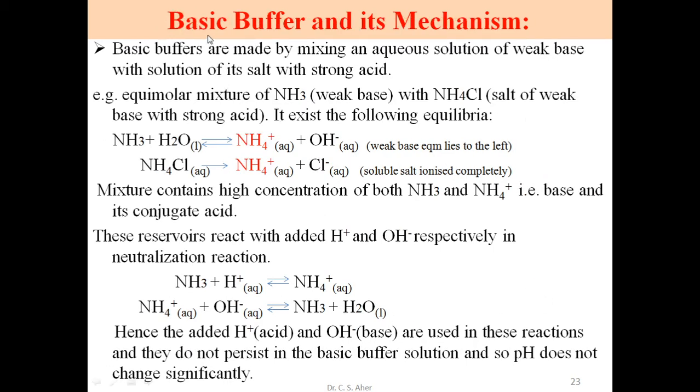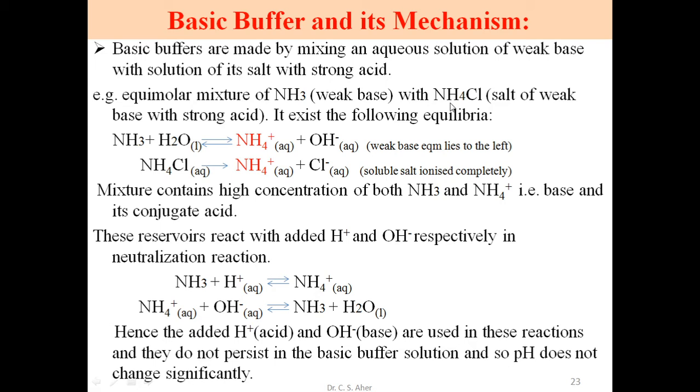Similarly, basic buffers are made by mixing an aqueous solution of a weak base, instead of an acid, with a salt of a strong acid. For example, an equilibrium mixture of ammonia acts as a weak base. Its salt is ammonium chloride, the salt of the weak base ammonia combined with a strong acid.